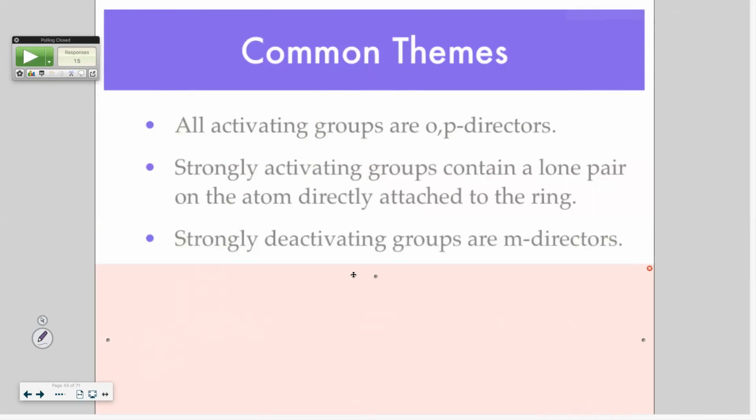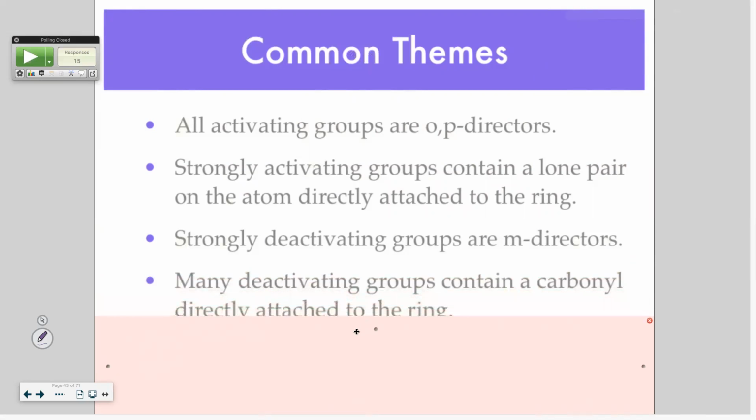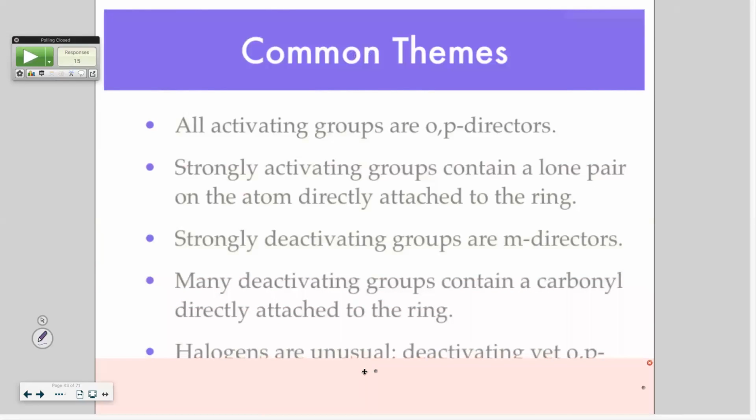Strongly deactivating groups are meta-directors. That would be nitro, CO2H, those kind of things. And many deactivating groups, not all, because nitro is a deactivating group, contain a carbonyl directly attached to the ring, because that's going to pull electron density out to that O, so you can draw resonance forms. Halogens are unusual. They are deactivating, but they're ortho-para directors.